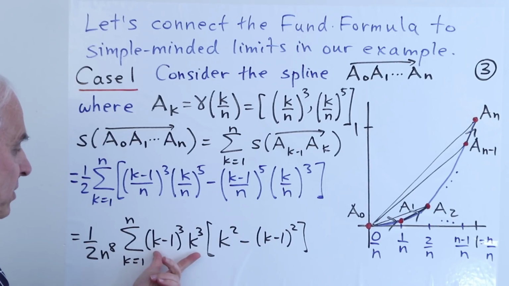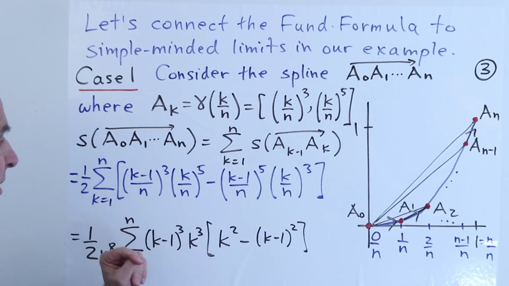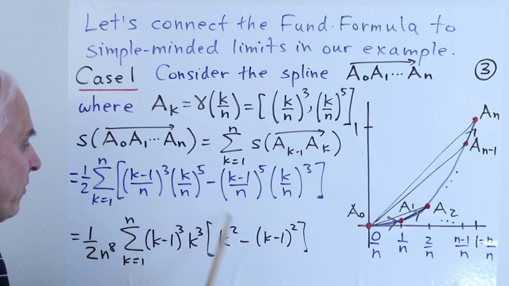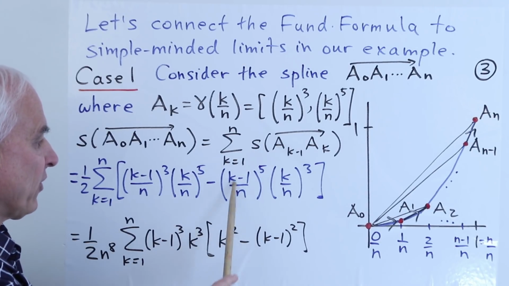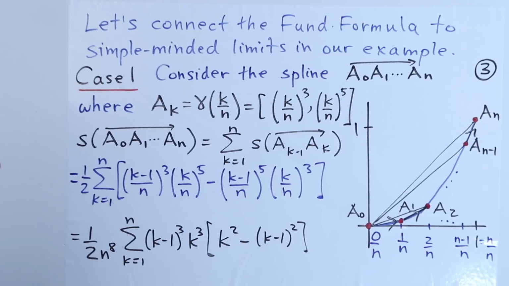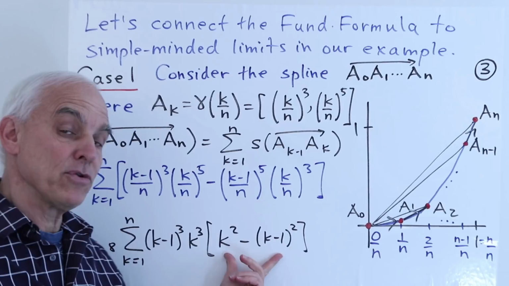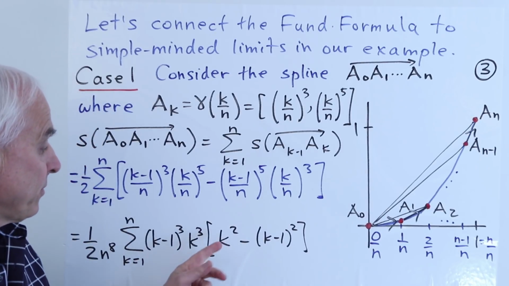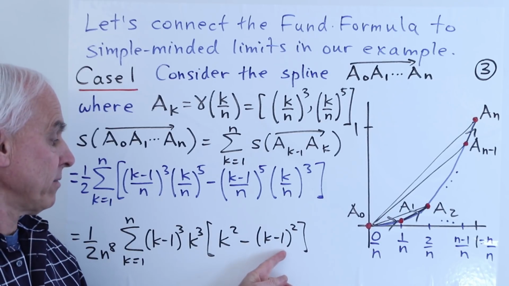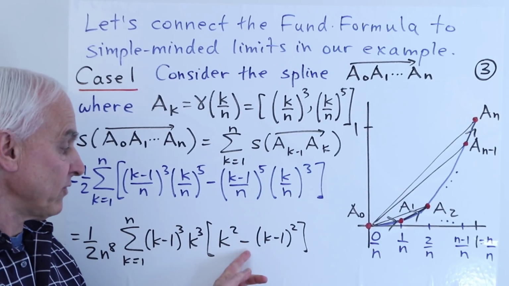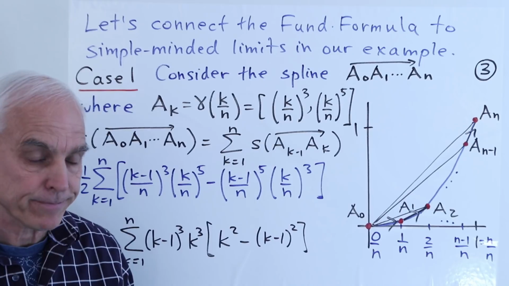(k minus 1) cubed, k cubed. What will be left will be a k squared from this term and a (k minus 1) squared from this term. So things simplify a little bit to this. And of course now this can be further simplified to, well, the difference here will just be 2k minus 1. The k squareds will cancel and we'll have 2k minus 1.